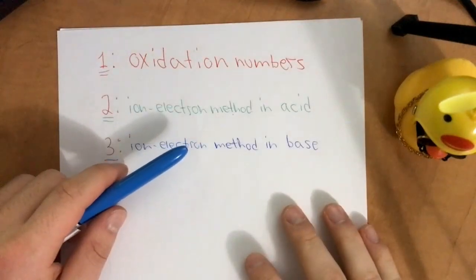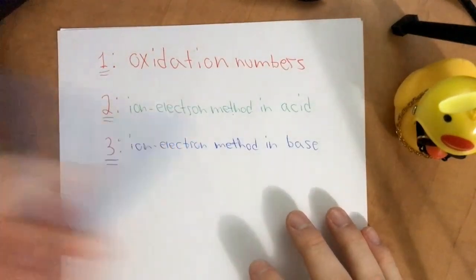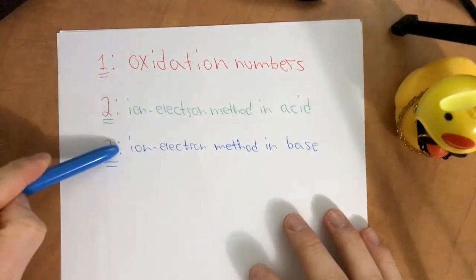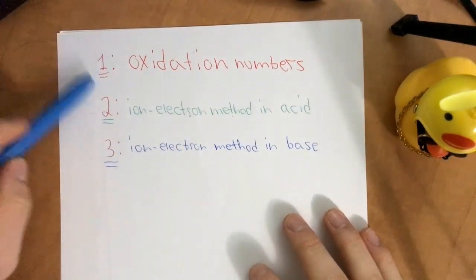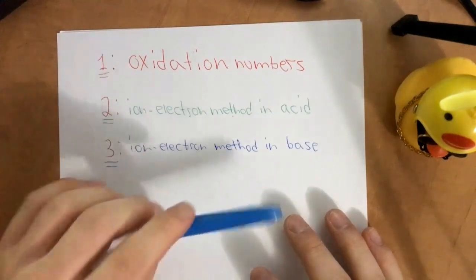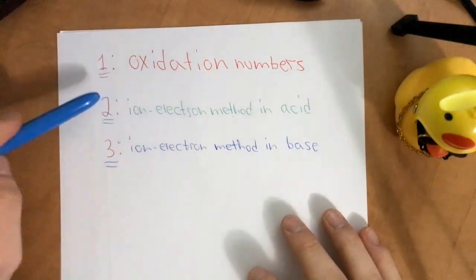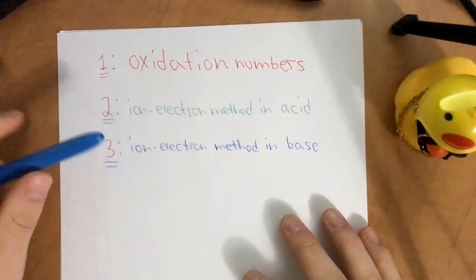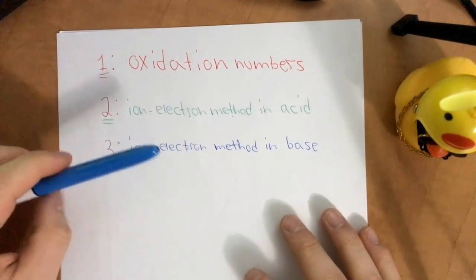Hi! So in today's video, me and my little rubber ducky are going to be teaching you how to balance three separate redox reactions using three separate methods. The methods we will be going through are 1. Oxidation numbers, 2. Ion electron method in acids, and 3. Ion electron method in base.